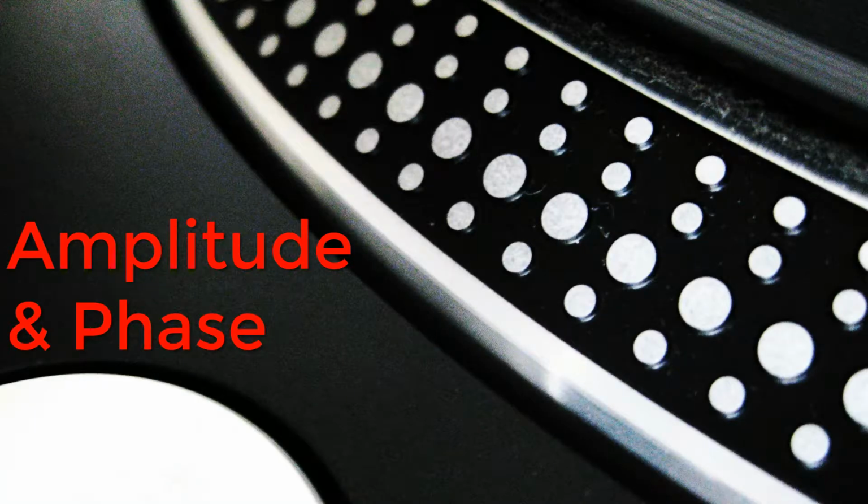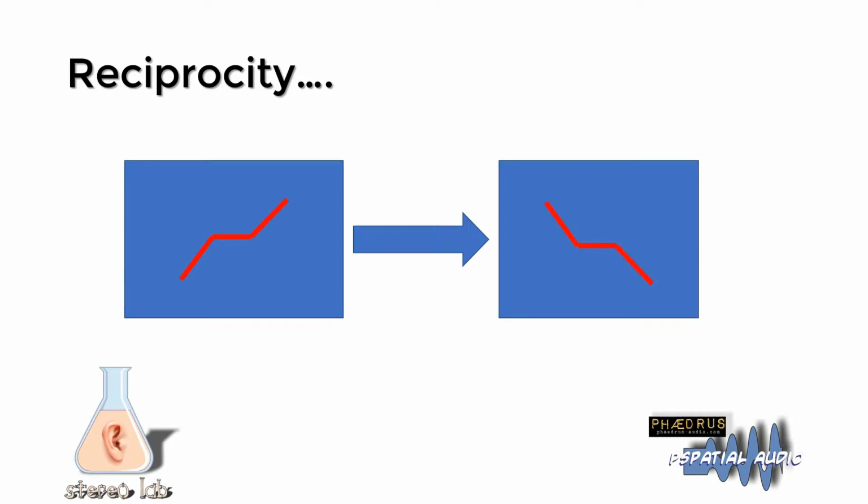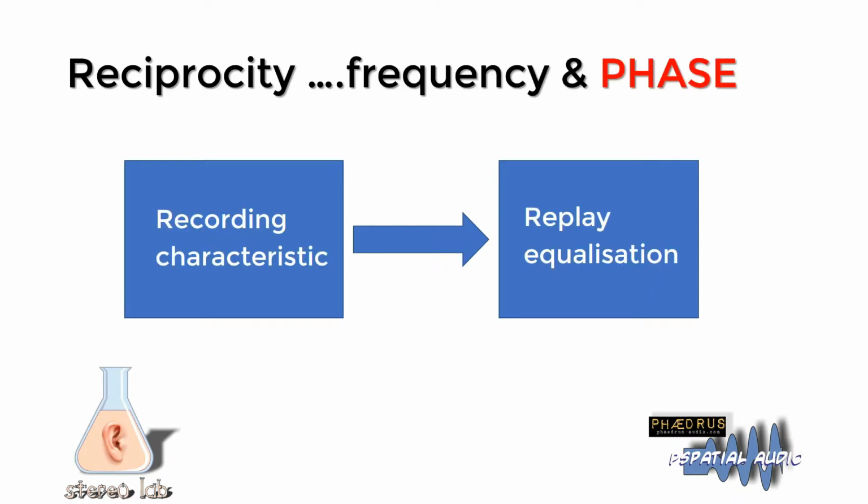Now, a little appreciated fact about phono equalisation, even amongst collectors, is that you need to equalise both the amplitude and the phase. Now, reciprocity is a byword of recording characteristic and replay equalisation. Essentially, if that characteristic is what's recorded, so let's say here there's cut bass and boosted treble, then what you need on replay is a complementary characteristic, and that's well understood. But in fact you need reciprocity in both frequency and phase.